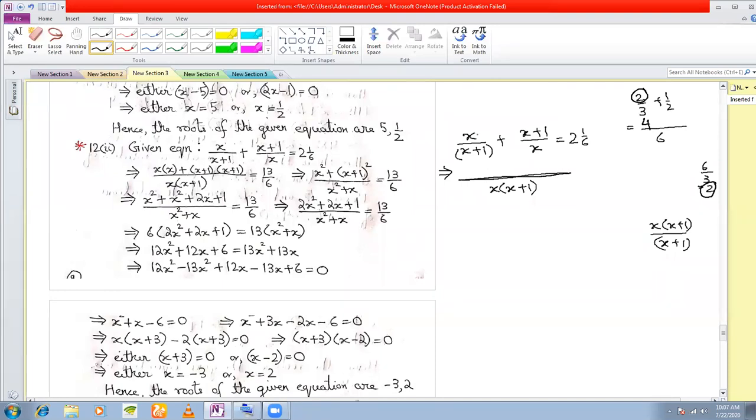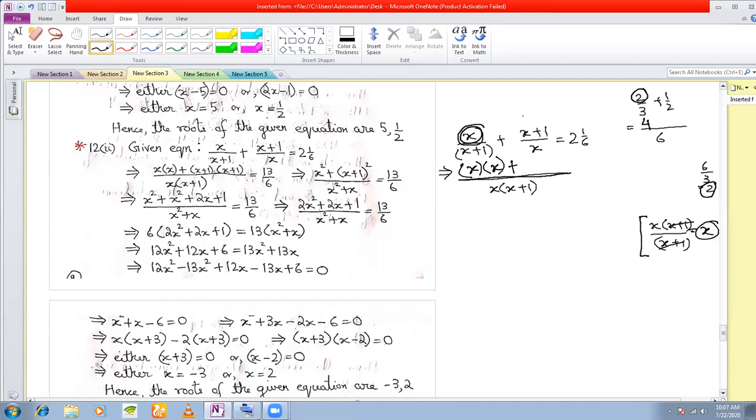So in order to get that, what should I multiply with this x? We simply have to multiply this x with this x. So I have x into x. Now is it clear? Yes, sir.